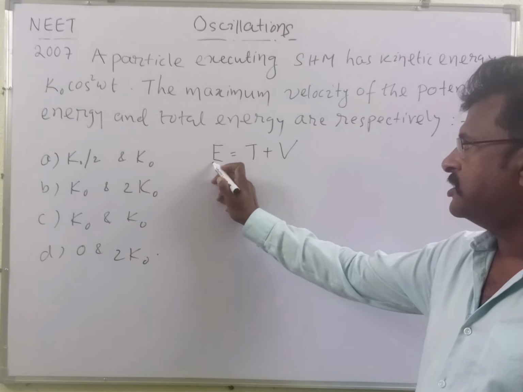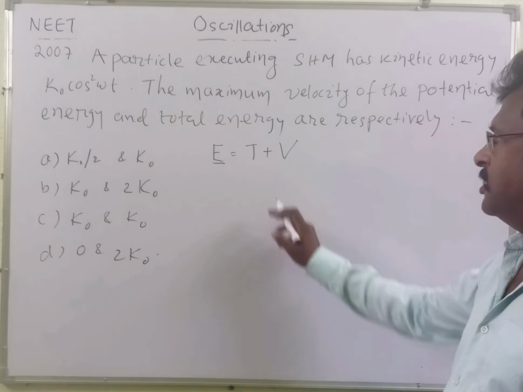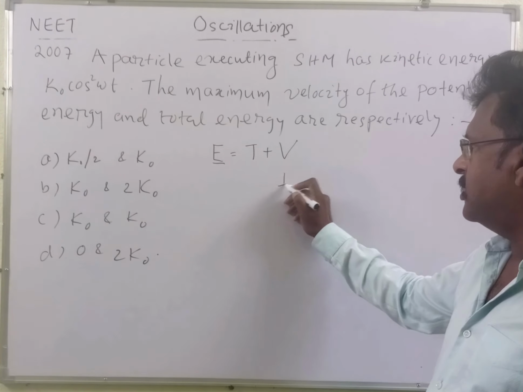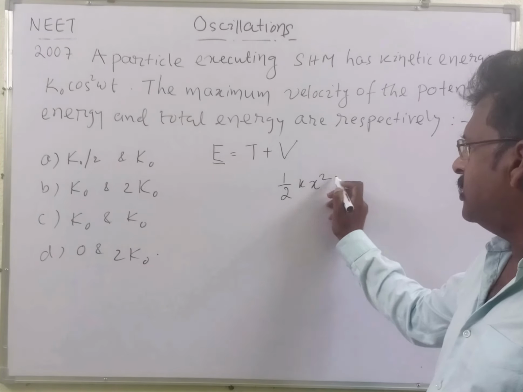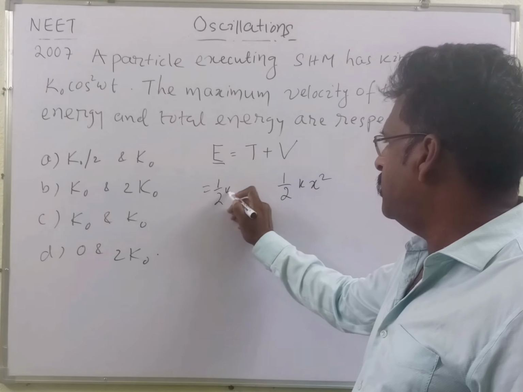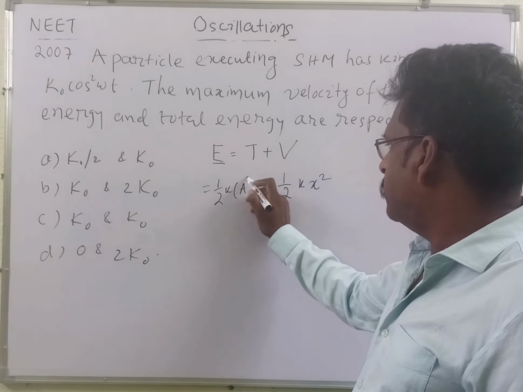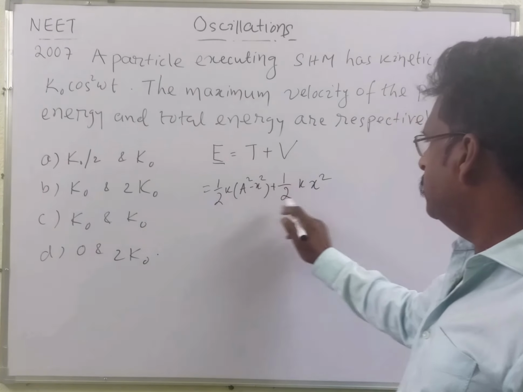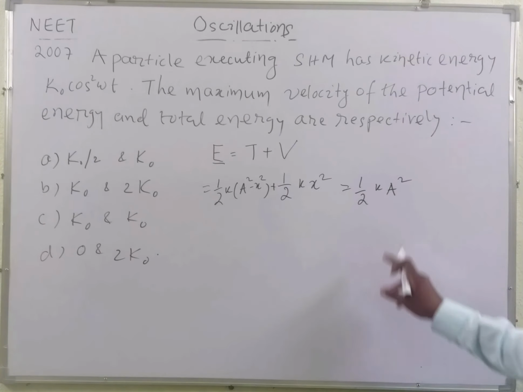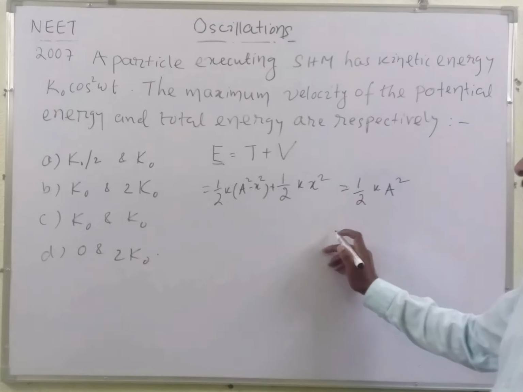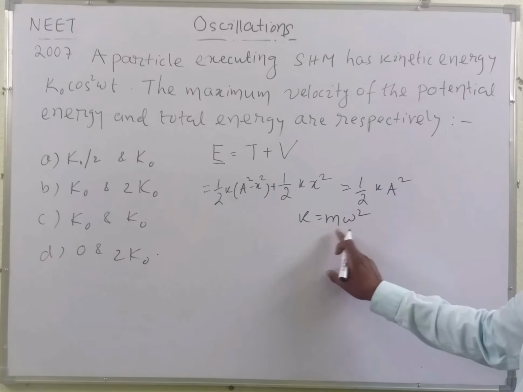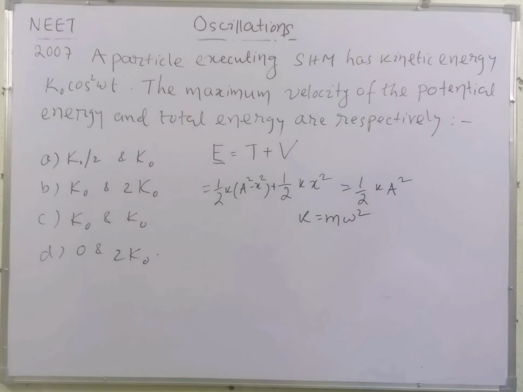So in the process the total energy remains constant. We know the formula for potential energy is half k x square, and that of kinetic energy is half k (A square minus x square). When these two are added, this becomes half k A square. This is the formula for total mechanical energy, where k is equal to m omega square. Omega is the angular frequency, k is the force constant, and m is the mass of the particle.